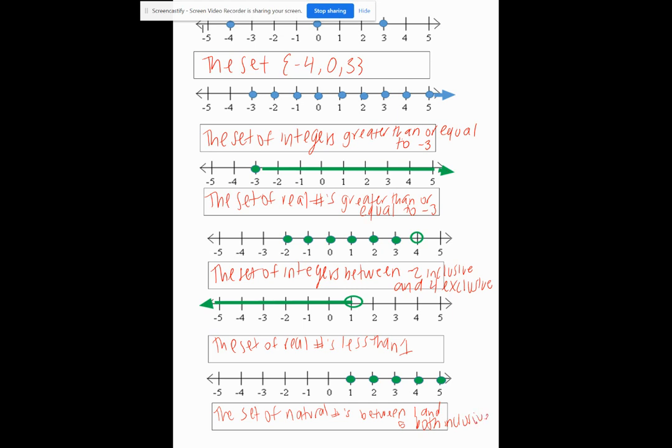So you could write between 1 inclusive and 5 inclusive. I just like to save writing, so I say 1 and 5 both inclusive. That's the easier way, I think. So yeah, this is how you do it.